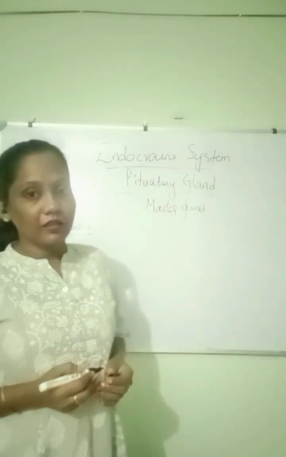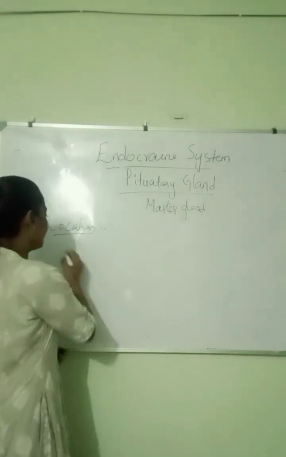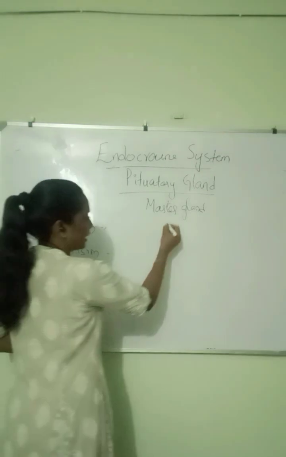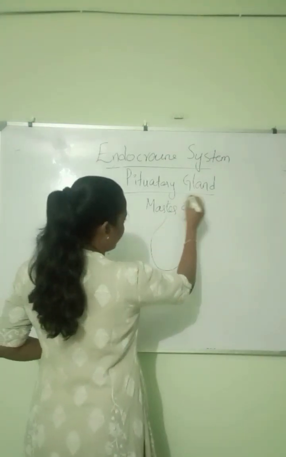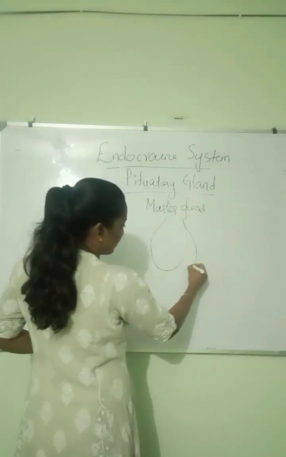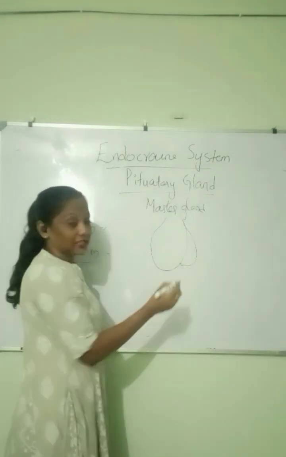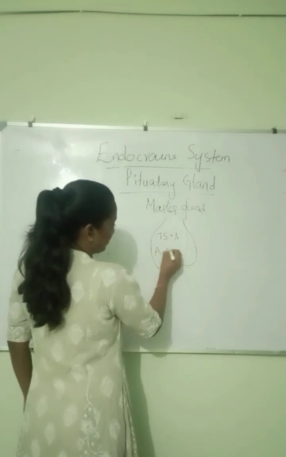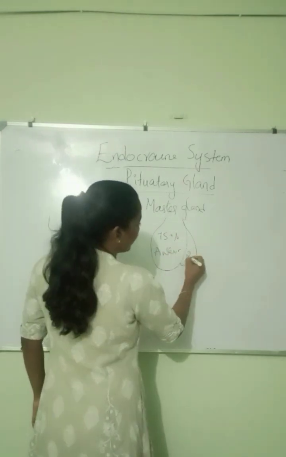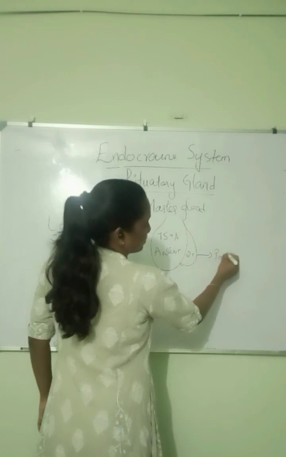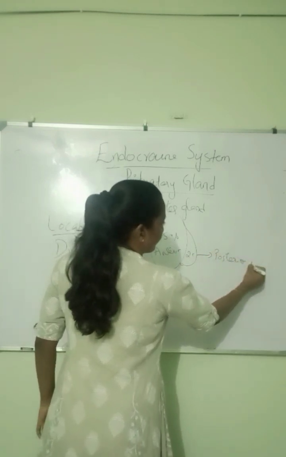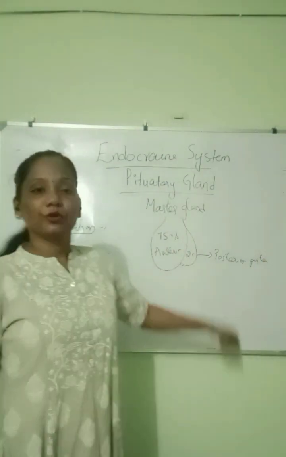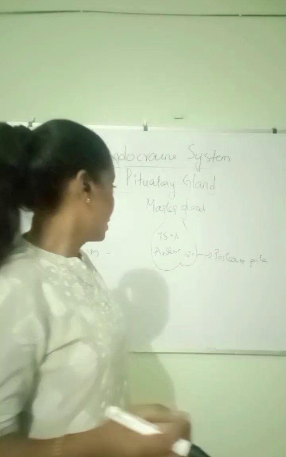Here the pituitary gland divisions are very important. When you see the pituitary gland image, 75% of the gland is the anterior portion and only 25% is the posterior portion.